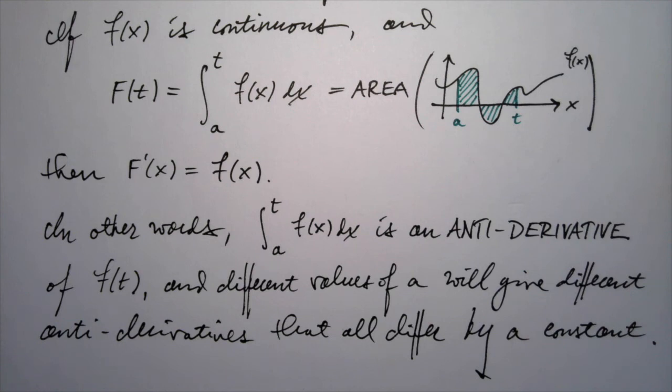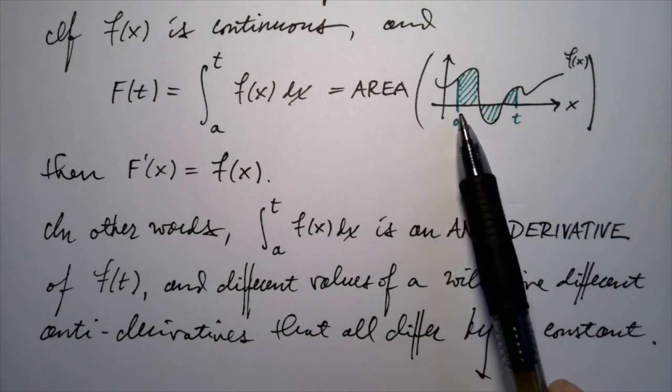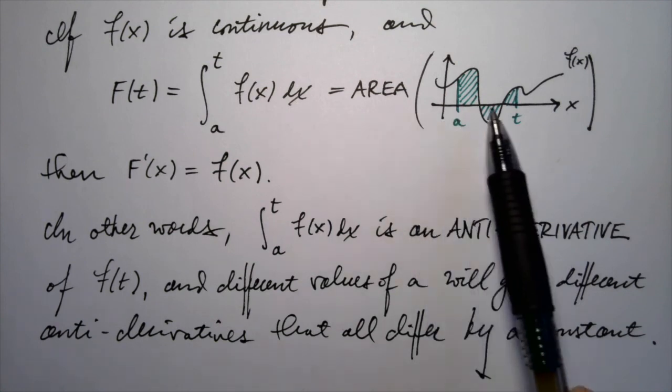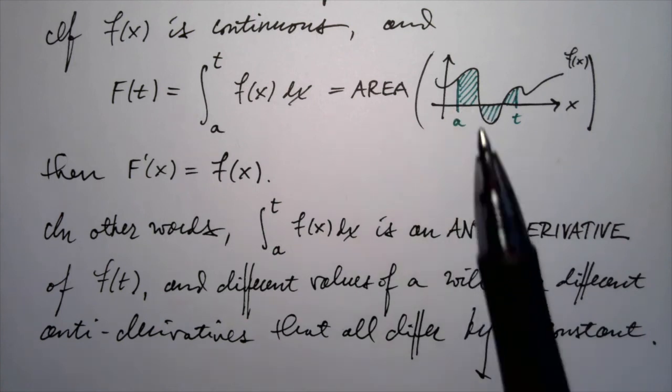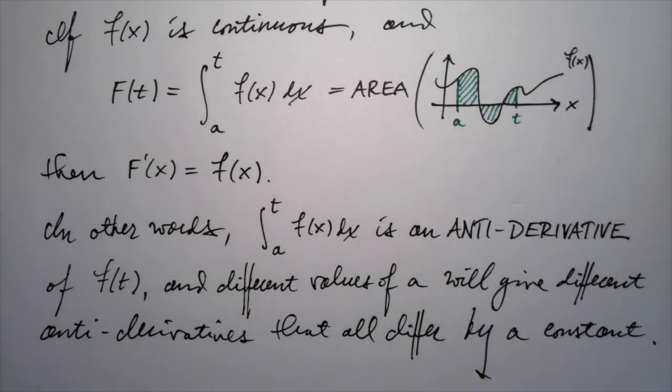Different values of a, what would be different values of a? That's just like different starting points, right? As you change t, that behavior of area accumulation is all going to be the same. The point is that different starting points means that your initial area accumulation at the beginning might be different. So these will all be different antiderivatives, but they'll all just differ by a constant. They're all the same up to a constant. All right, that's the fundamental theorem of calculus, part 1.